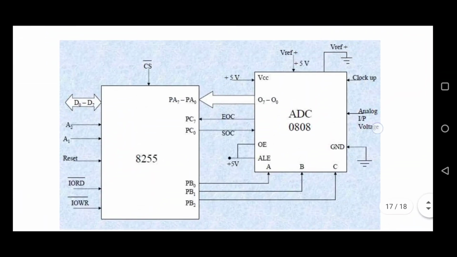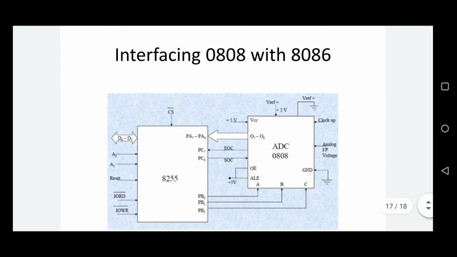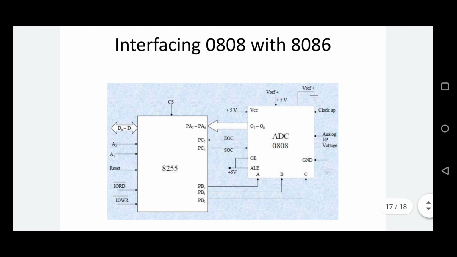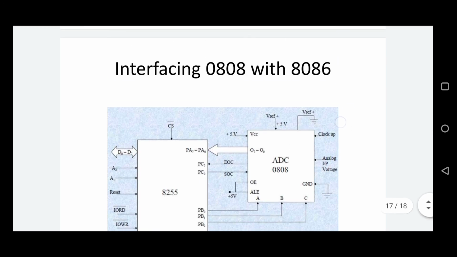Next, interfacing 0808 with 8086 using the 8255. Please see the diagram. The ADC 0808 is there, and after that the 8255, the parallel communication interface, that is the parallel port. And let us assume there is an 8086 microprocessor, connected using the data bus D0 to D7, which is a bi-directional data bus. That is the interfacing diagram.